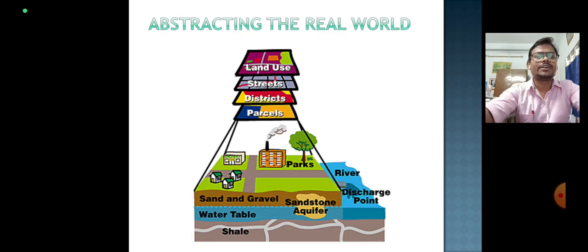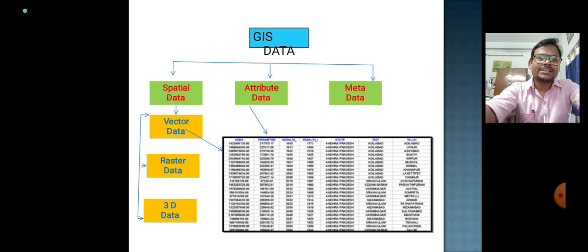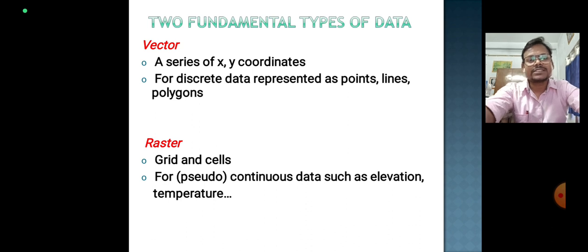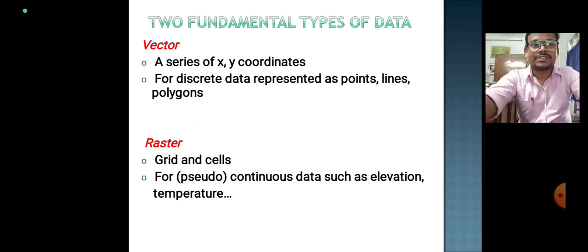Abstracting of the real world. Spatial data, attribute data and metadata are the three types of GIS data. Spatial data represent vector data, raster data and 3D data. Two fundamental types of data: vector data and raster data. What is vector data? A series of xy coordinates for discrete data represented as point, line and polygon. Raster represents a grid of cells for continuous data such as elevation or temperature.